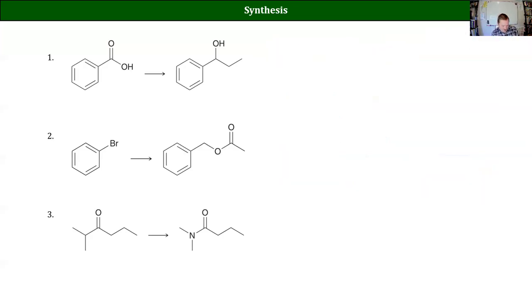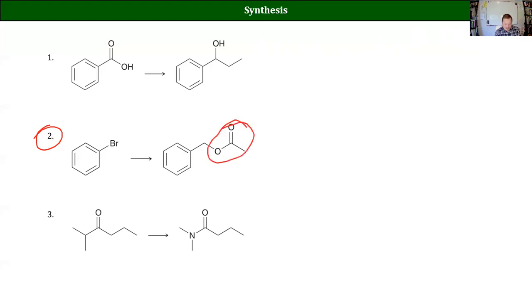And so that one wasn't too tricky. If we wanted to look at two, that one's interesting because we do have to add some carbons to this, right? We want to take the bromide, replace it with a methyl group, that then we could turn into an ester.